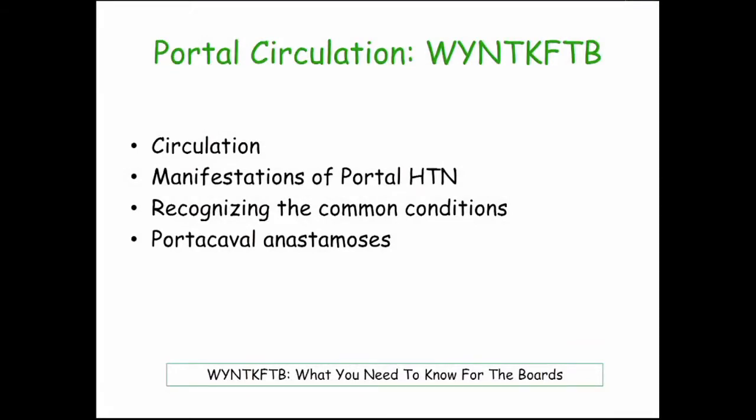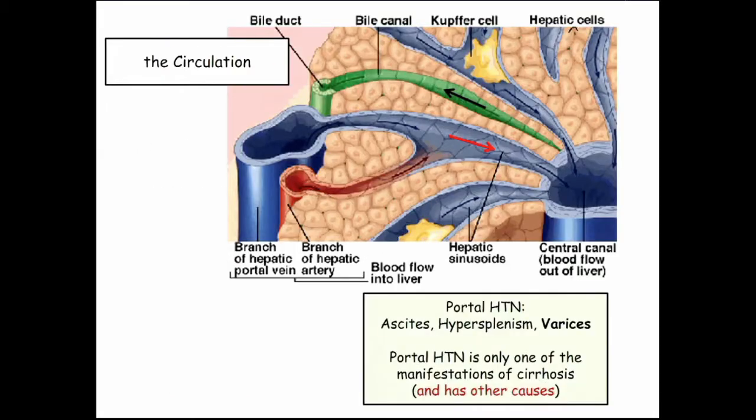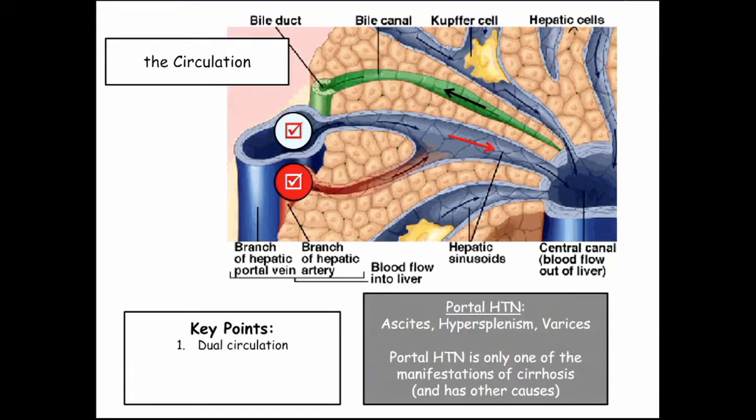All right, so let's do circulation. So back to, and here's a little overlap again in this portal hypertension, ascites, hypersplenism, varices. Portal hypertension, multiple causes. Cirrhosis is only one of the causes, so you have to keep your guard up. All right, so what are the key points about portal hypertension? Again, the liver has dual circulation. So although we see shock liver, with dual circulation you'd say the liver is relatively protected.